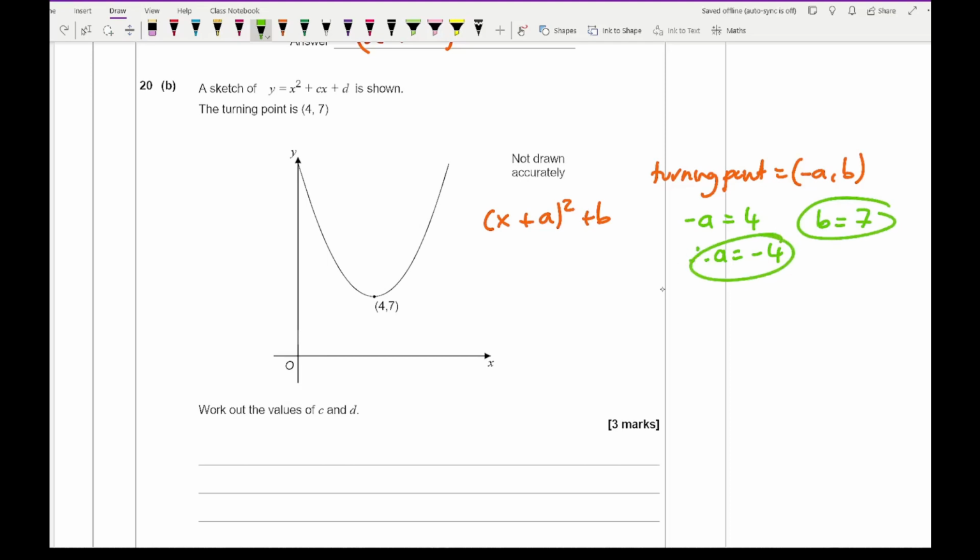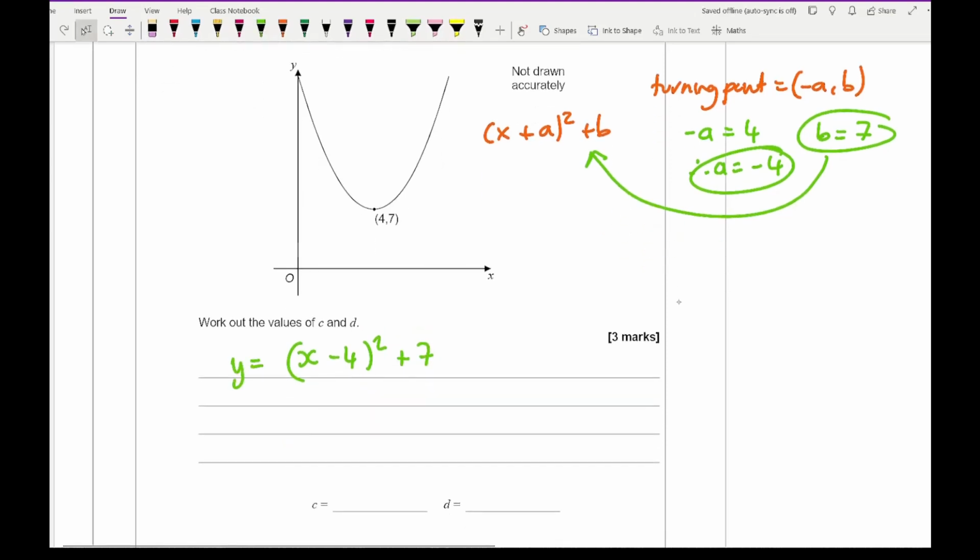Well, then if I substitute these numbers into this expression, I end up with (x minus 4) squared plus 7. Now I then need to expand this out, so if I make that equal to y, then I get y equals x squared minus 8x plus 16 plus 7, and then simplifying that, I get x squared minus 8x, 16 plus 7 is 23, plus 23, so then c equals minus 8 and d equals 23.